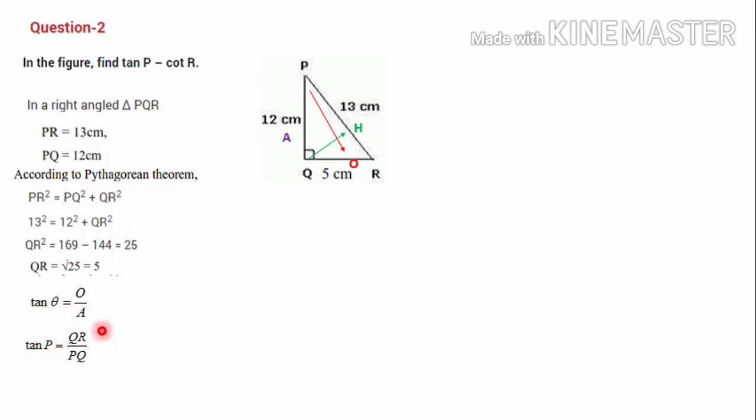Tan P is equal to O. O is QR and A is PQ, we have labeled here as A. Substitute the values: tan P is equal to 5 divided by 12. QR here is 5 and PQ here is 12. So tan P is 5 by 12. Next, we have to calculate cot R. Here the angle is changed. It is R now. So based on the angle R, we have to label the triangle once again. First of all, let's recall the formula for cot theta.